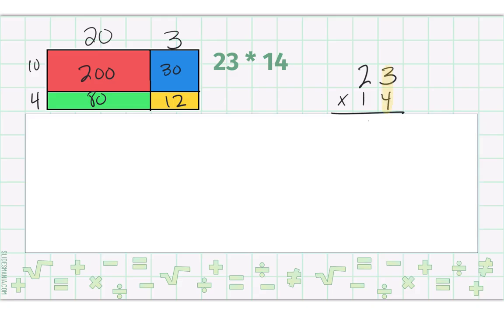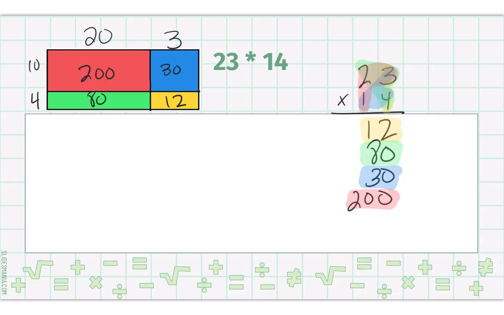4 times 3 is 12. Next, I want to multiply the 4 times the 20. Well, 4 times 20 is 80, so I'm just going to write that underneath. Next, I want to move to the tens place, and I want to multiply my 10 times 3. 10 times 3 is 30. And finally, I want to do my 10 times my 20. Well, 10 times 20 is 200.